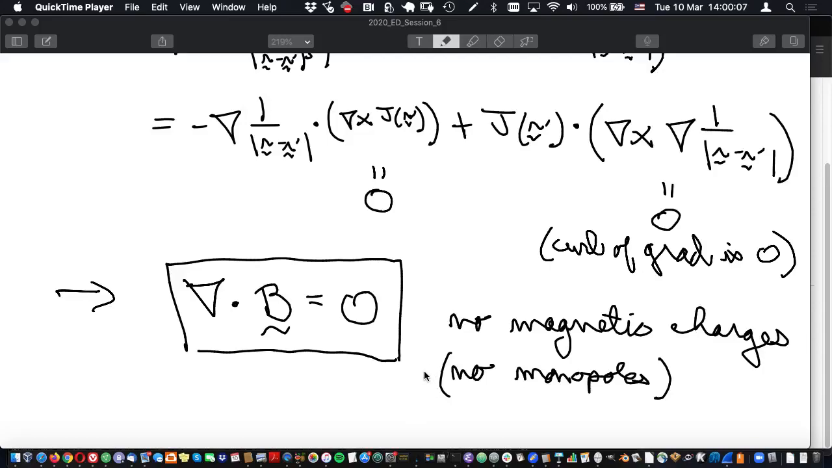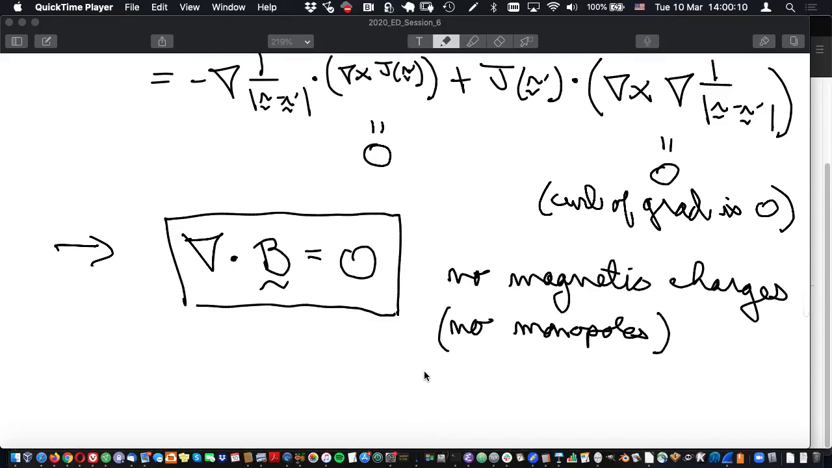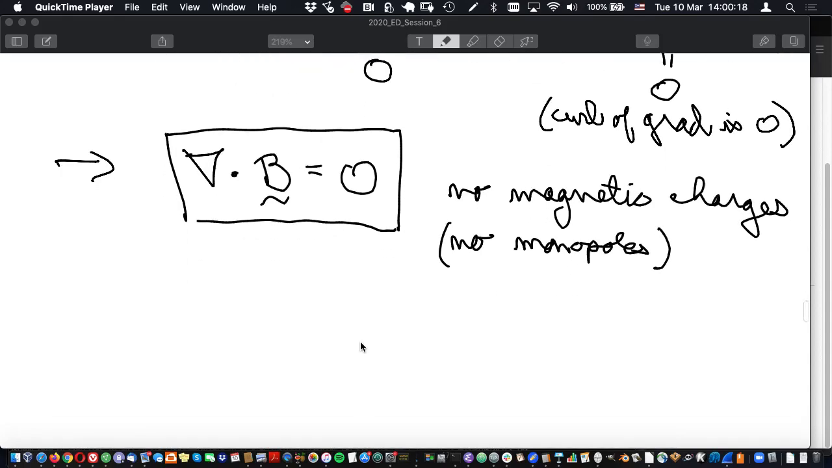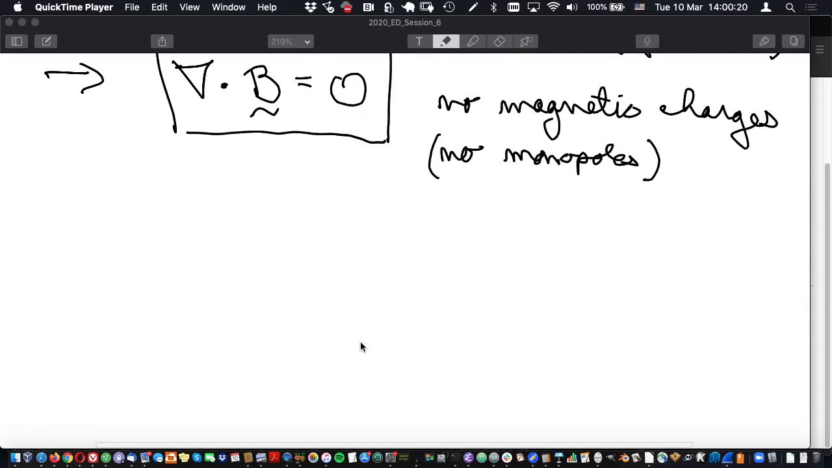Okay, so let's just carry on where we were. We just have one more 5-minute derivation to do for the other fundamental equation. So the divergence of B was equal to 0, the no monopole condition. Let's now do the curl of the field.